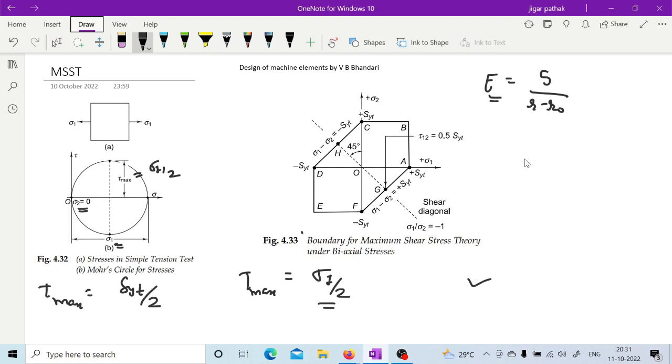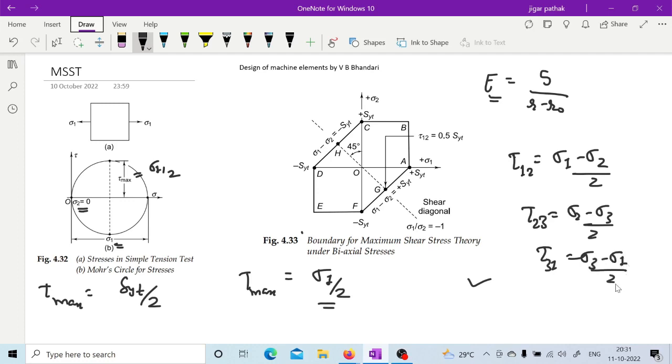So if you go for all the 3 planes, then this tau 1 2 may be considered as (sigma 1 minus sigma 2) by 2. Tau 2 3 can be considered as (sigma 2 minus sigma 3) by 2, and tau 3 1 is (sigma 3 minus sigma 1) by 2.